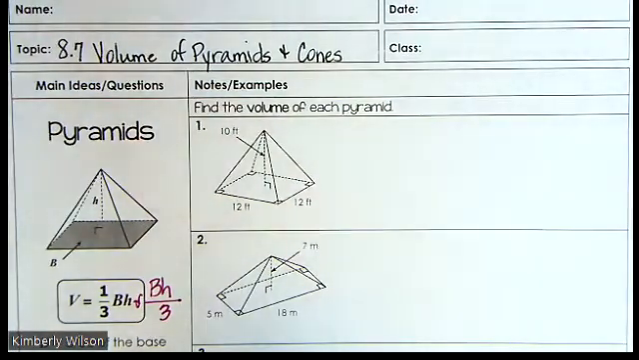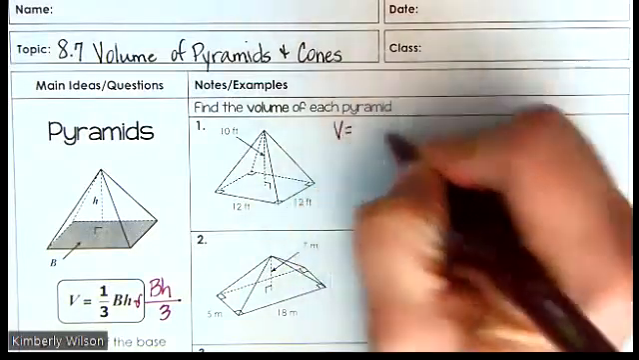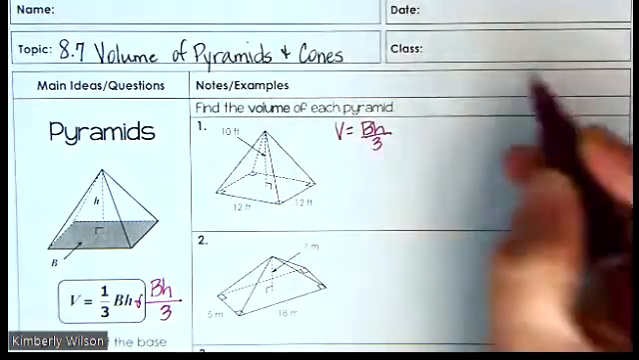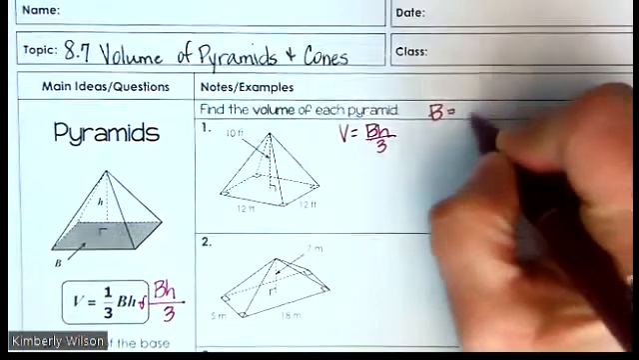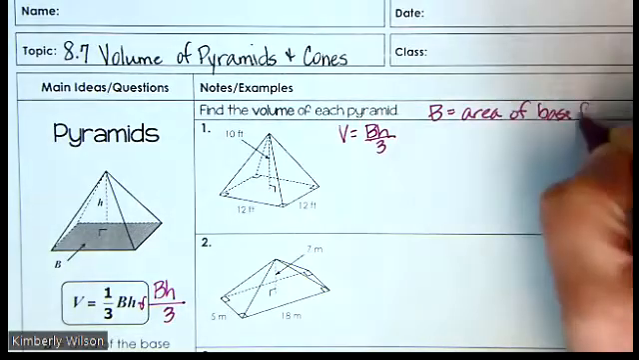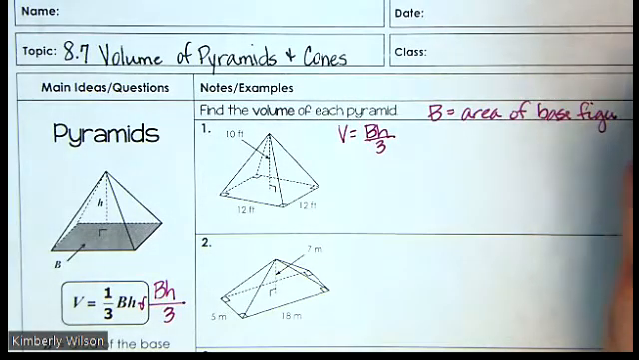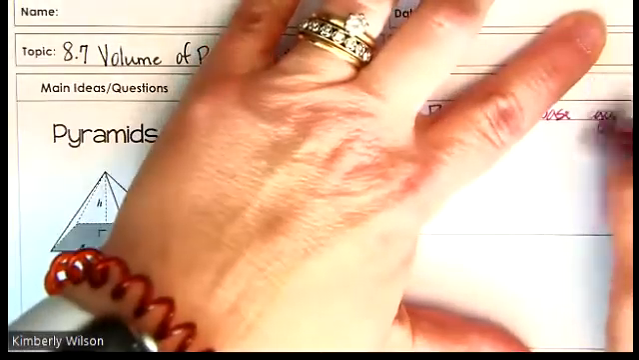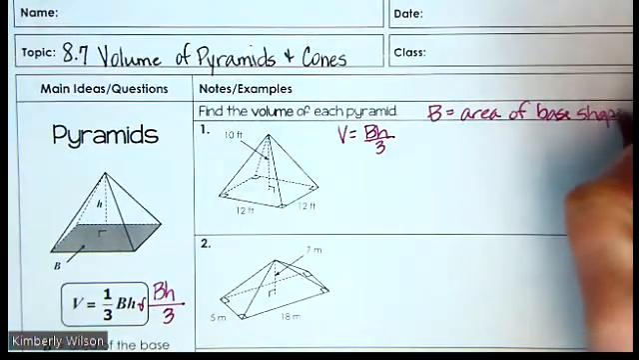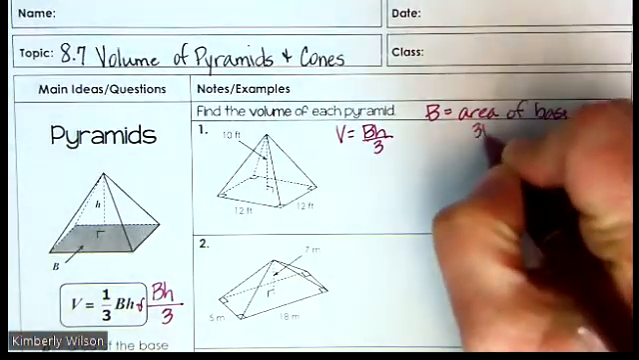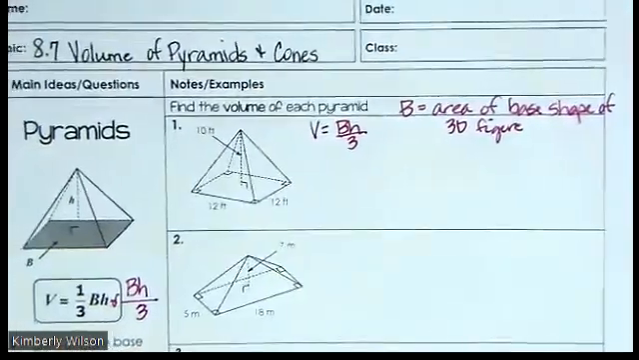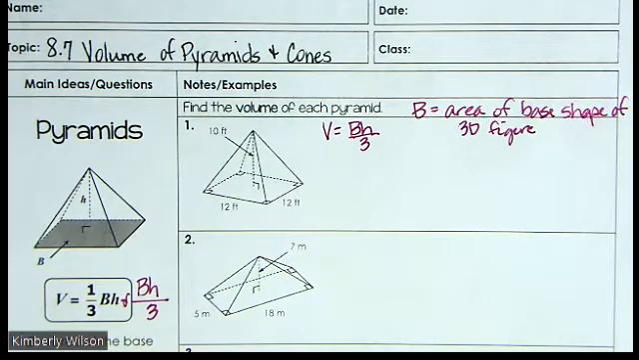So for number 1, the first thing that I do is write down my formula, which is the volume is capital B times H divided by 3. Now remember, the capital B stands for area of base shape, not figure. Base shape of 3D figure. Now, what's nice about a pyramid and a cone is it's always going to be the bottom.